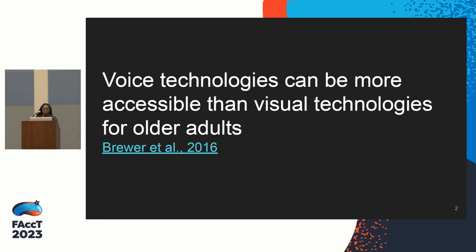So to start, older adults are adopting voice and speech technologies like Amazon Alexa and Google Assistant because they can be more accessible than visual or screen-based technologies, specifically for people who are experiencing late-life vision loss or those with motor disabilities. So these disabilities can make it hard to see a screen on a computer or a mobile device or navigate with a small keyboard or a touchscreen or even a mouse. And even beyond disability, older adults can also perceive interacting by voice to be more personal than doing so by text.